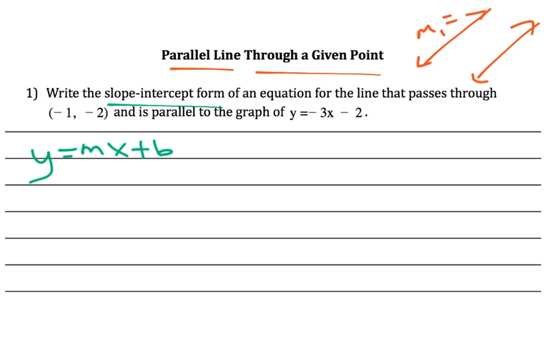And if I know the slope of the first line, then I can tell you what the second one's going to be as well. So rereading the directions, write the slope-intercept form of an equation for the line that passes through (-1, -2). So that means that my desired line is going to go through it. But this desired line is also parallel to the graph of y equals -3x minus 2.